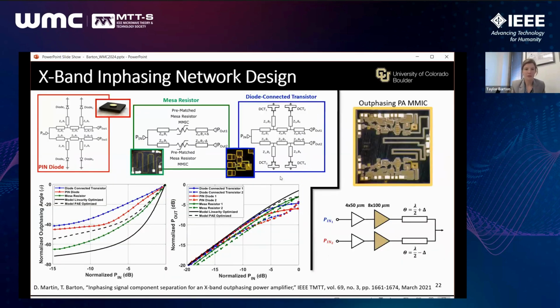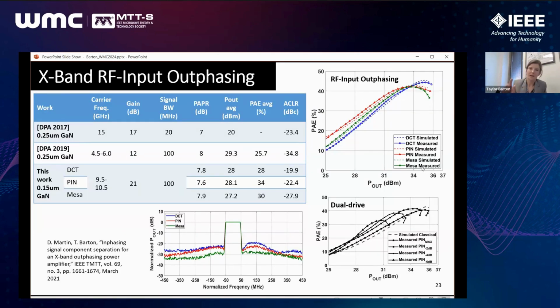And what we were able to... essentially what we found is that the MESA resistor gave us a nonlinearity that was best suited for the nonlinearity of our MMIC PA. And so when we put those two pieces together, we were able to do an RF input outphasing. So now it's a single input, single output system. This is a 10 gigahertz measurement here on the top right. It was about 9.5 to 10.5 RF bandwidth.